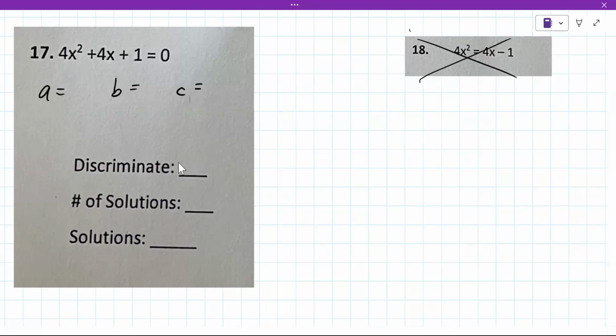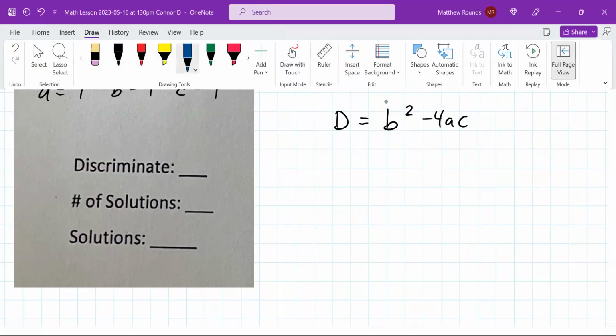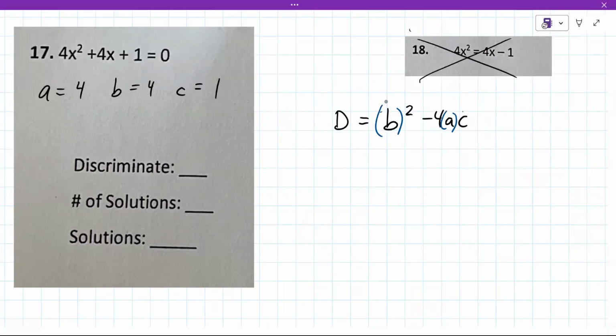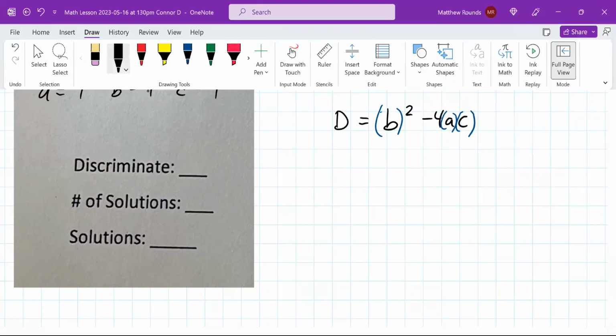Let me know when you get the values of A, B, and C, please. Okay, A is 4, B is 4, and C is 1. So you have to know that the discriminant is B squared minus 4AC. It's that part under the square root. And again, probably good to show the letters in parentheses. Okay, and then that's how I write my formula: D equals B squared minus 4AC. Yes. And then we will substitute the numbers in.